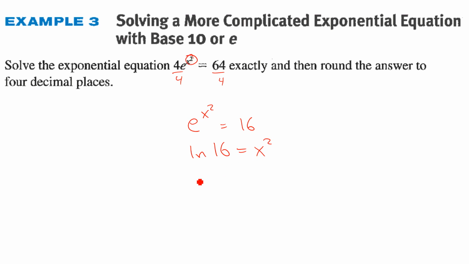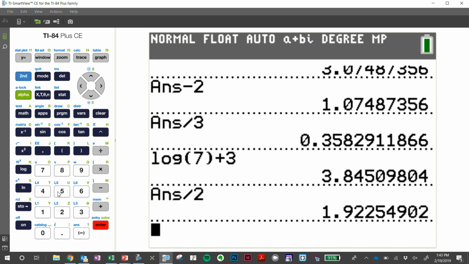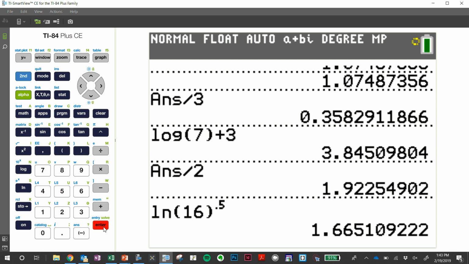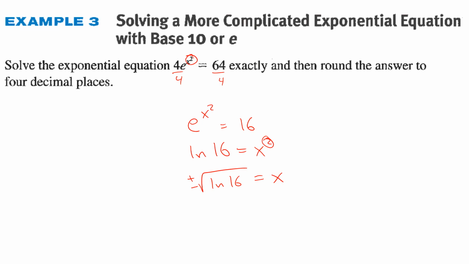So how do we get x by itself? We're going to square root this. So the square root of the natural log of 16. And since we're the ones doing the square rooting, we've got to put a plus or minus in here. So that equals x. Let's go find the exact answer. So the natural log of 16, and square root it, so to the 0.5, to the 1/2 power. So we'll get plus or minus 1.6651. It's approximately equal to x.